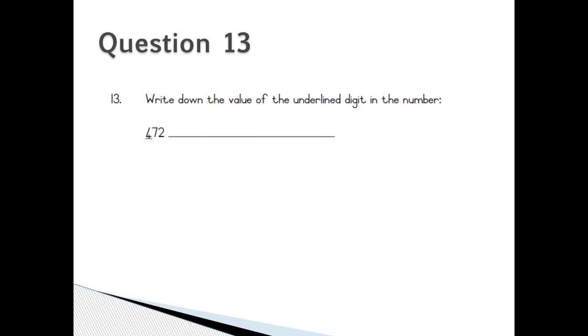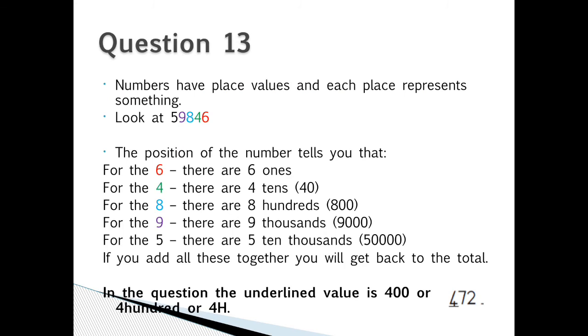Write down the value of the underlined digit in the number. The number is 472 with the 4 being underlined. Numbers have place values and each place represents something. If you look at the number 59,846, you will see that the position of the number tells you that for the 6 there are 6 ones, for the 4 there are 4 tens, for the 8 there are 8 hundreds, for the 9 there are 9 thousands, and for the 5 there are 5 10,000s. And if you add all the numbers back together, you'll get back to the original total. In the question, the underlined value is 400, or 4 H-U-N-D-R-E-D, 400, or 4 capital letter H.